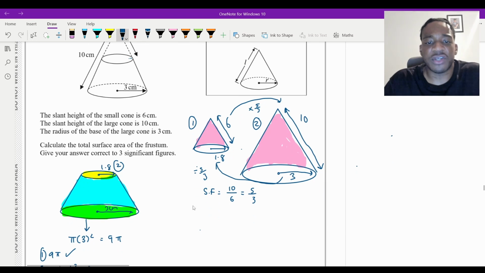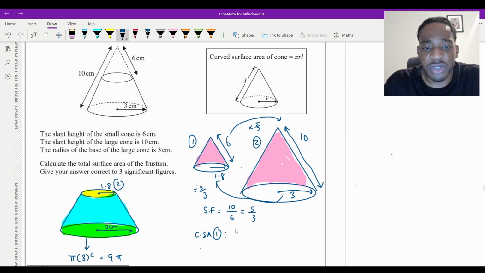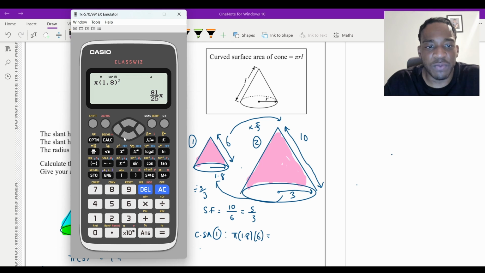And the curved surface area of the smaller cone, CSA of number 1. This is just going to equal, remember, the formula is given to us as pi RL. So it's going to be pi, and then the radius is 1.8 for the smaller cone, and the slant height is 6. So I'm going to put this in here. So let me just make that a bit neater. So I'm going to put 6 here, and then let's see what this gives us. I need to do pi times 1.8 times 6. So I get this here, which is 54 over 5 pi.